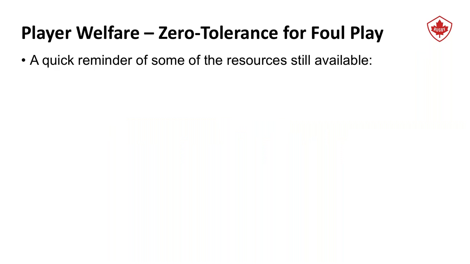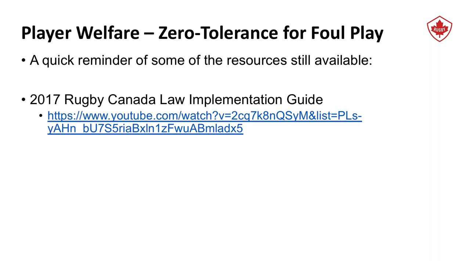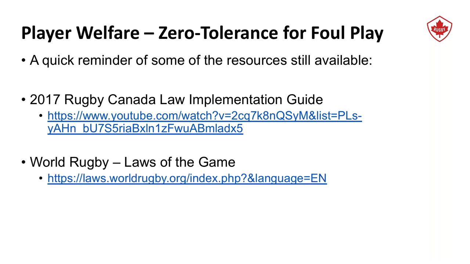All right, and then finally, our reminder about player welfare and where some of our resources are: zero tolerance around foul play, especially at this age grade level. So we still have the video from our 2017 Rugby Canada Law Implementation Guide, which has more clear examples of foul play that can be sanctioned with a penalty, yellow card, or red card, depending on the severity of the incident. And then obviously our resource at the World Rugby Laws of the Game site, which has similar video content, and other pieces around managing the game from a safety perspective, collisions in the air, et cetera.